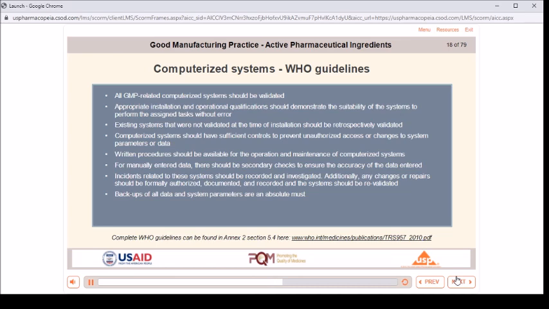For manually entered data, there should be secondary checks to ensure the accuracy of the data entered. Incidents related to these systems should be recorded and investigated. Additionally, any changes or repairs should be formally authorized, documented, and recorded, and the systems should be revalidated. Backups of all data and systems parameters are an absolute must.